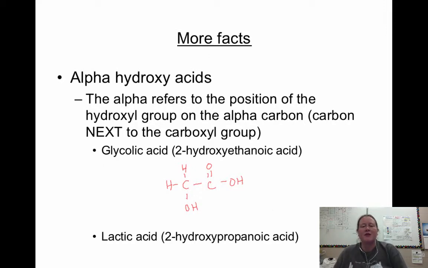Lactic acid is 2-hydroxypropanoic acid. So lactic acid is found in our muscles when our muscles are being starved of oxygen. So it is a byproduct of excessive muscle use, and also a hydroxy acid. So alpha hydroxy acids, the glycolic acid and the lactic acid, I believe, are body hydroxy acids, but alpha hydroxy acids are often also used in beauty products.